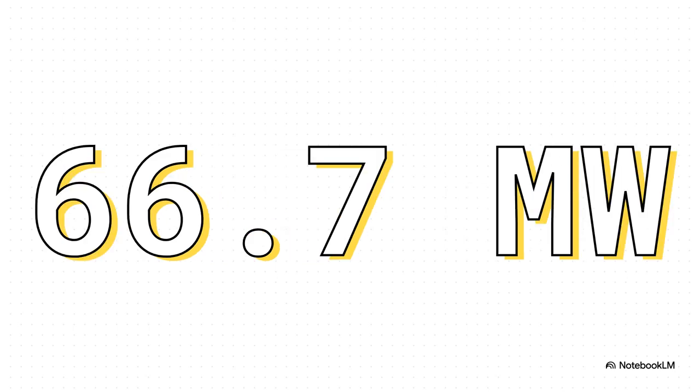And we're still not done with the losses. The turbine and the generator themselves, they aren't perfectly efficient either. If they have a combined efficiency of, say, 80%, they can only convert 80% of that remaining energy into electricity. So after all the real-world losses, from the pipe friction and the machinery, our final power output is 66.7 megawatts.